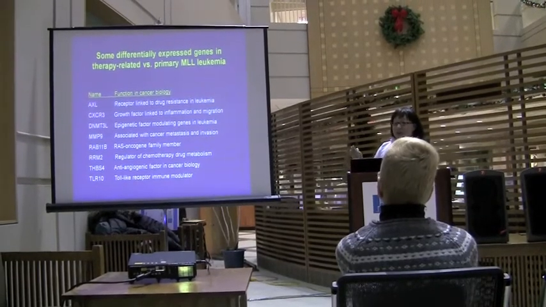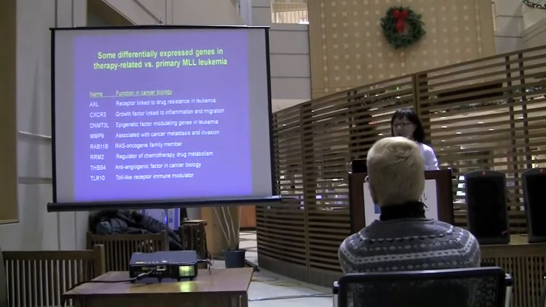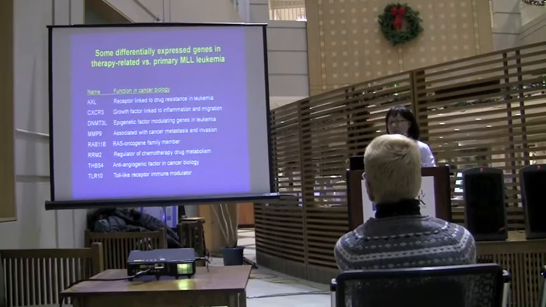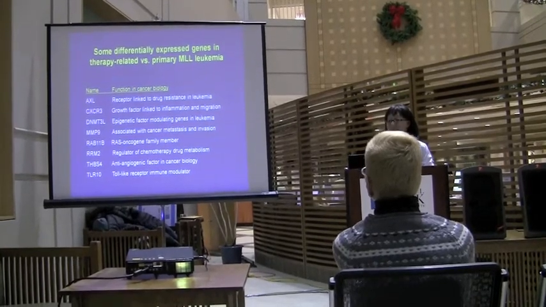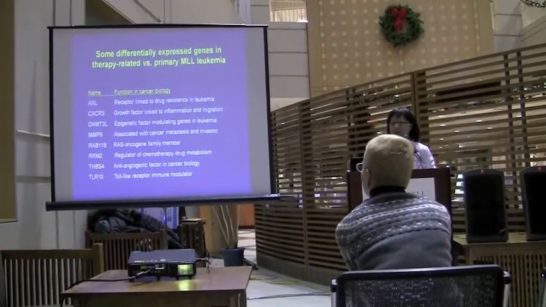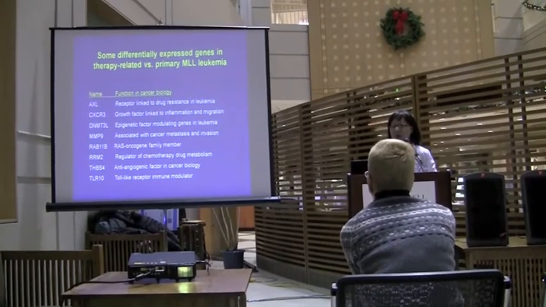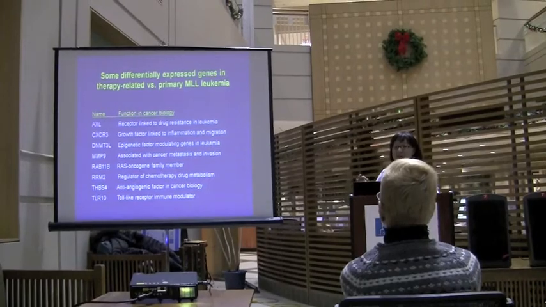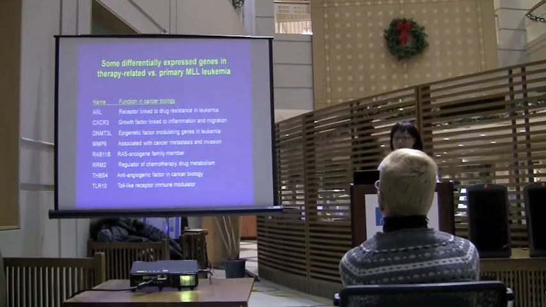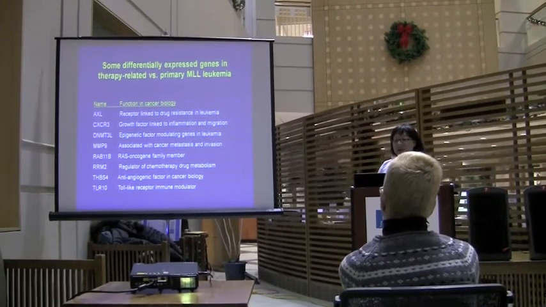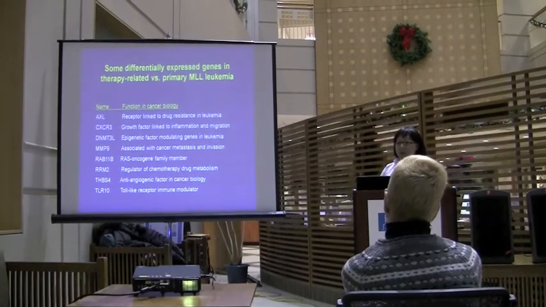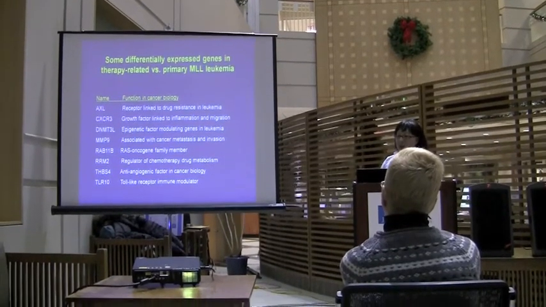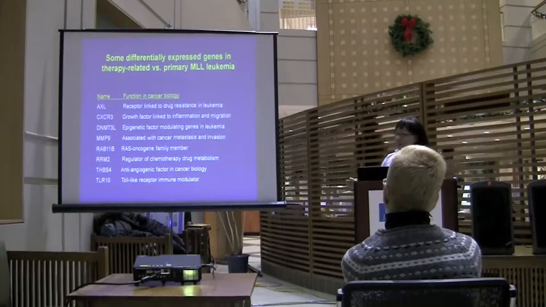We've also been able to identify specific genes that are different between these two. And the reason that it's important to find a specific gene is once you have a specific gene, you can look at inhibitors of that gene. You can look at therapies that target that gene. You can knock down that gene, and you can look at that in the laboratory and see whether that would represent a potential target for therapy-related versus primary leukemias.